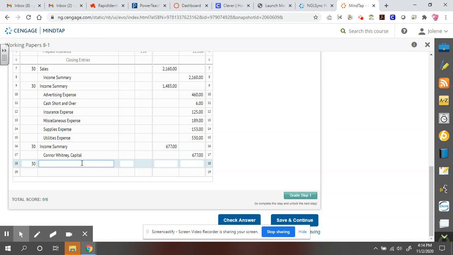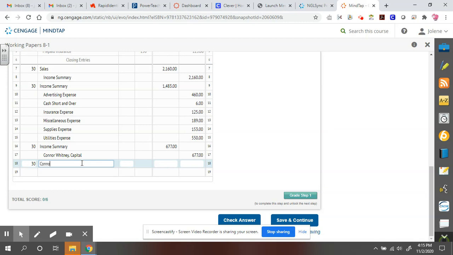Now, the drawing account has a normal balance on the debit side. Remember our DC Adler? Well, the D in ADD is drawing, and that comes under the D as in debit. So your normal balance for your drawing account is debit. To offset that, to bring it down to zero, you have to credit it.